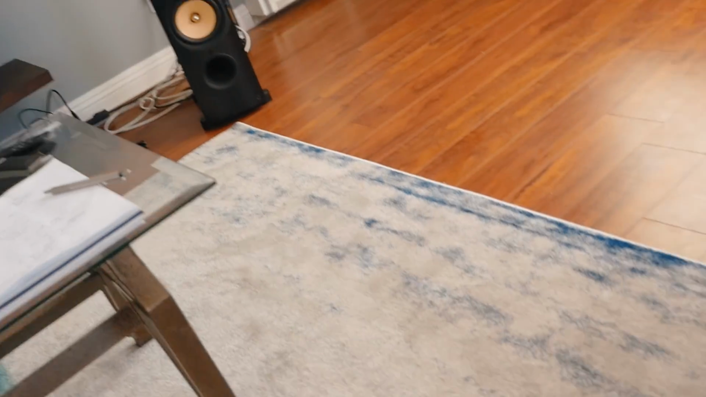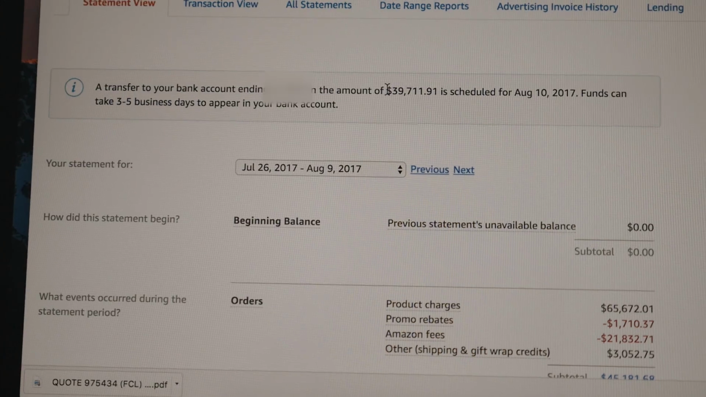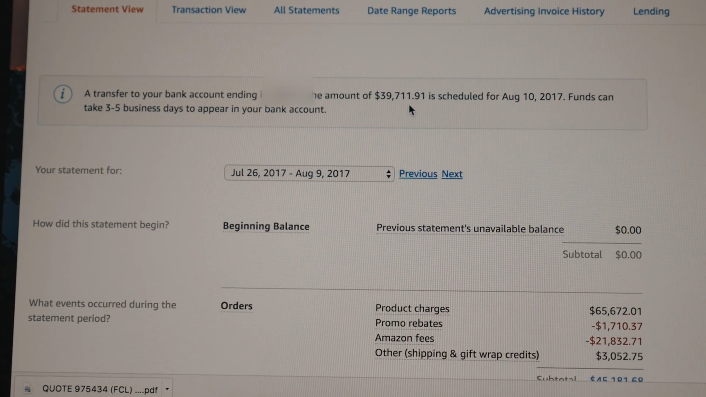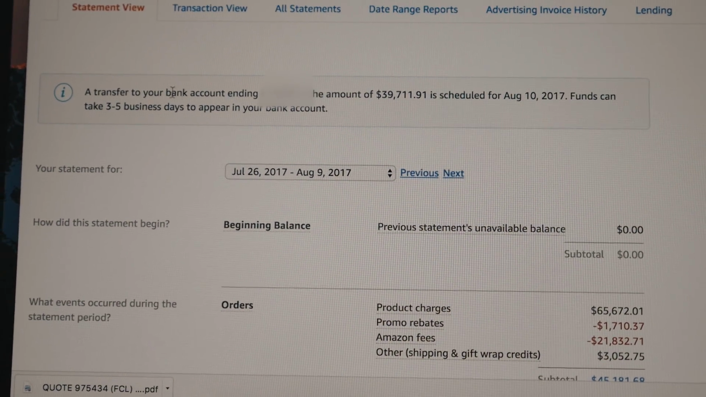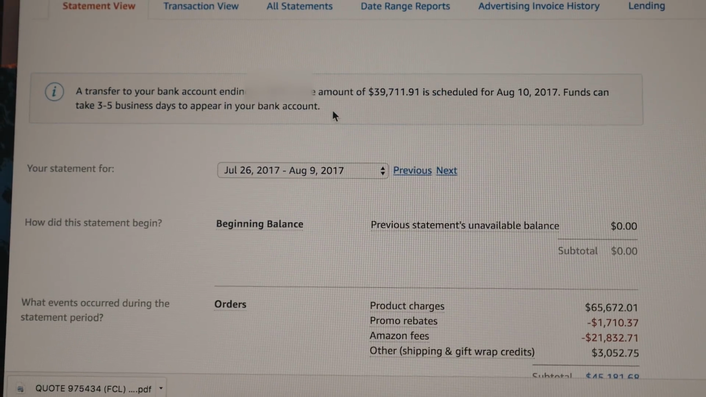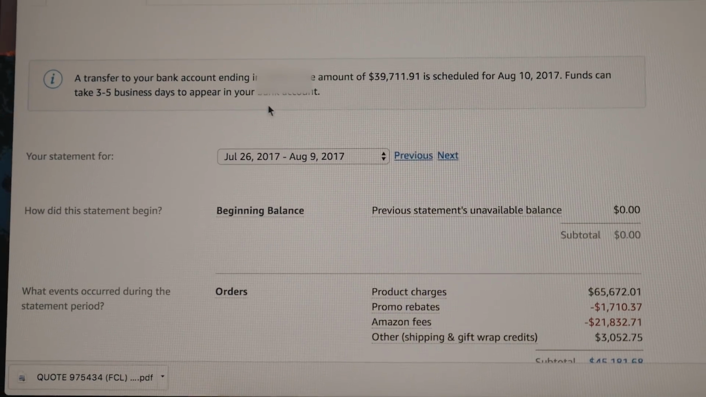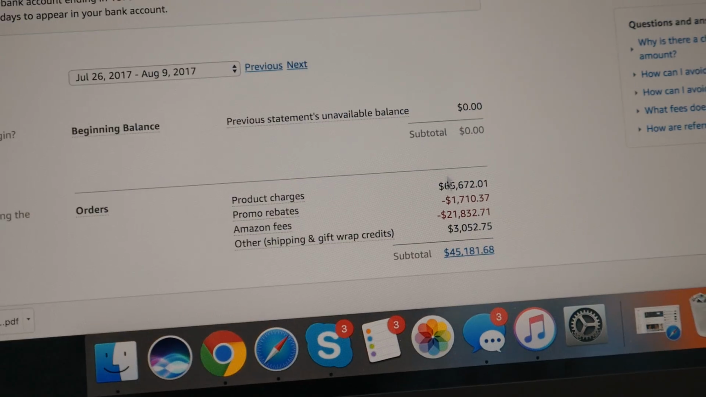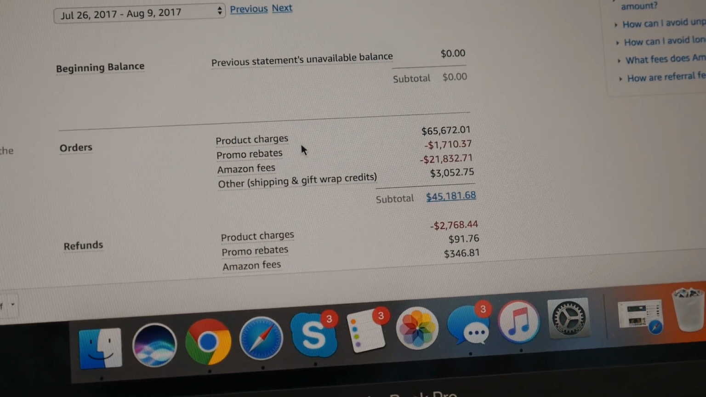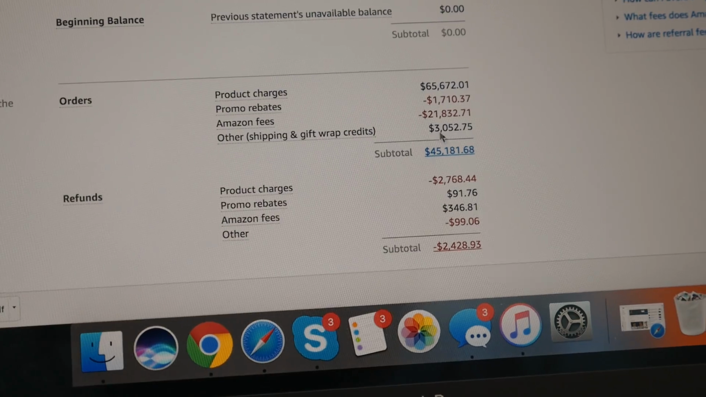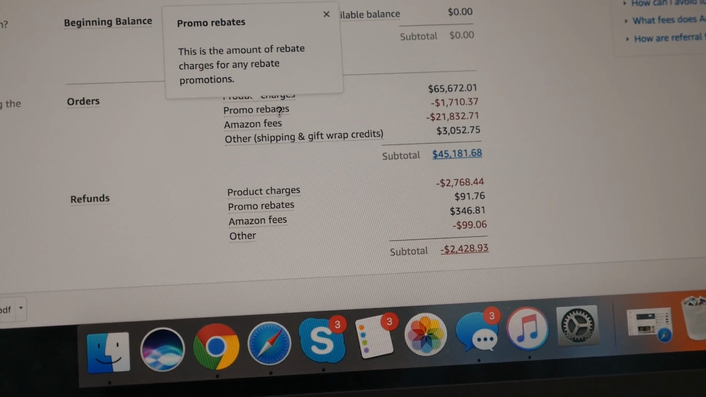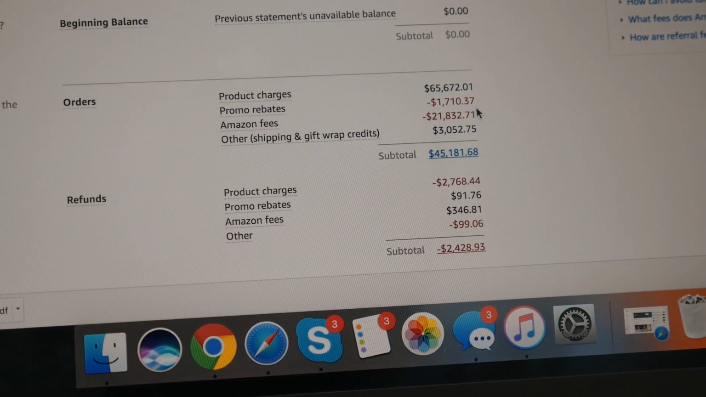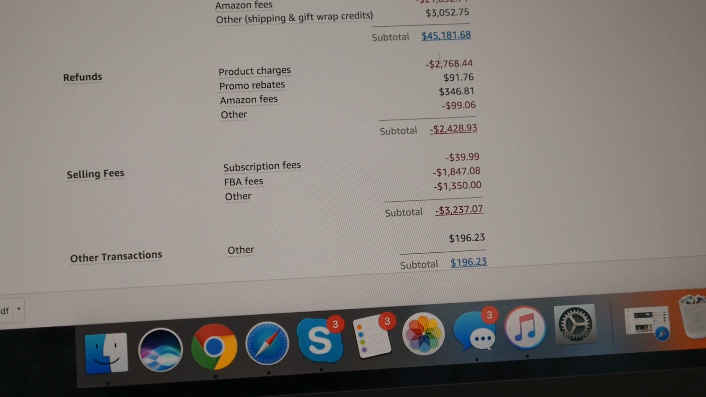So the transfer that Amazon initiated to my bank account this morning is $39,711.91. You can see the transfer to your bank ending blah blah blah has been initiated, 3 to 5 days to hit your bank. So it's literally just a wire to your bank. You can see here there are product charges, promo rebates, which are like discounts, and Amazon fees. Promo rebates are probably like lightning deals or other discount codes of some kind.